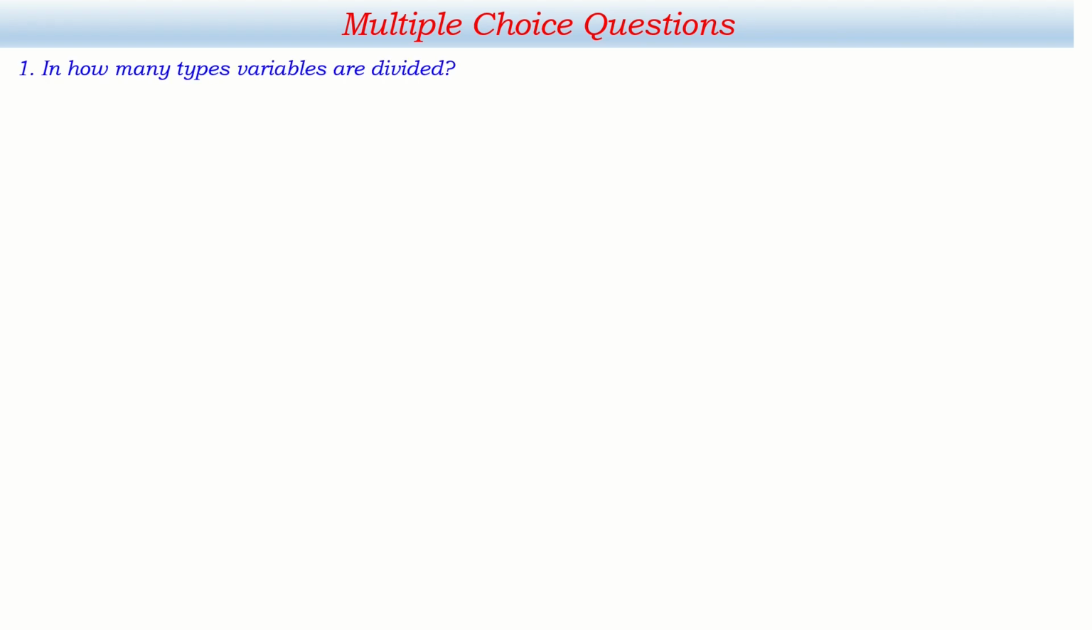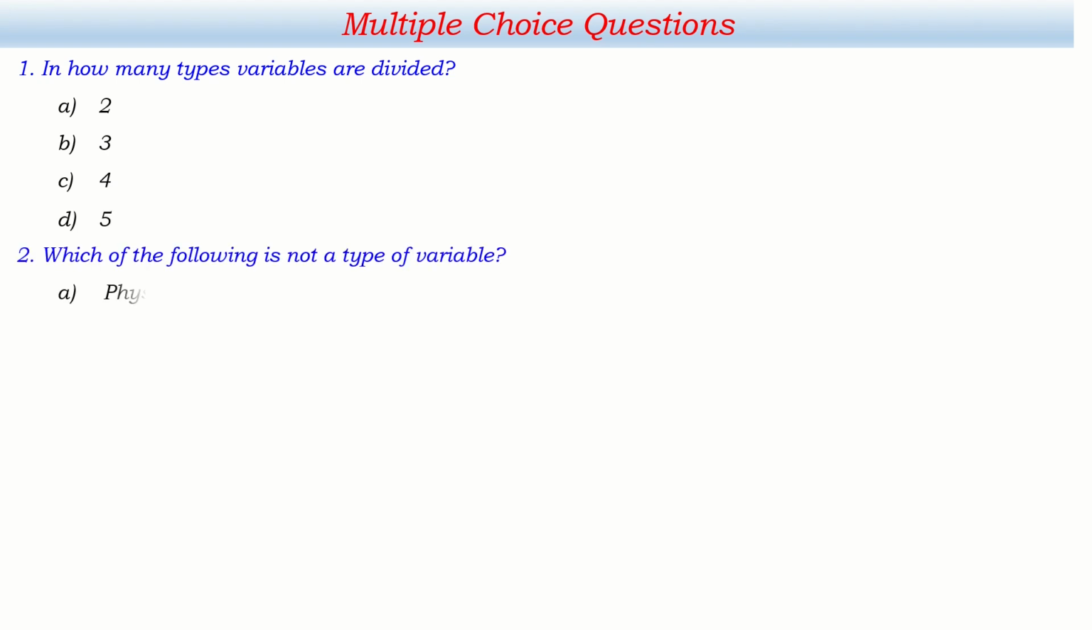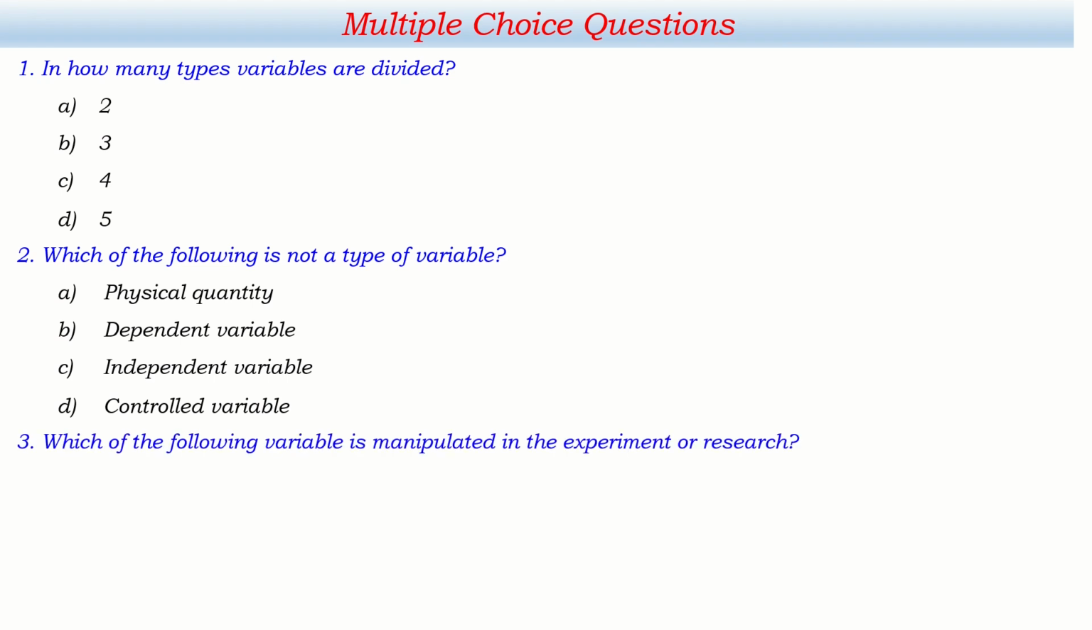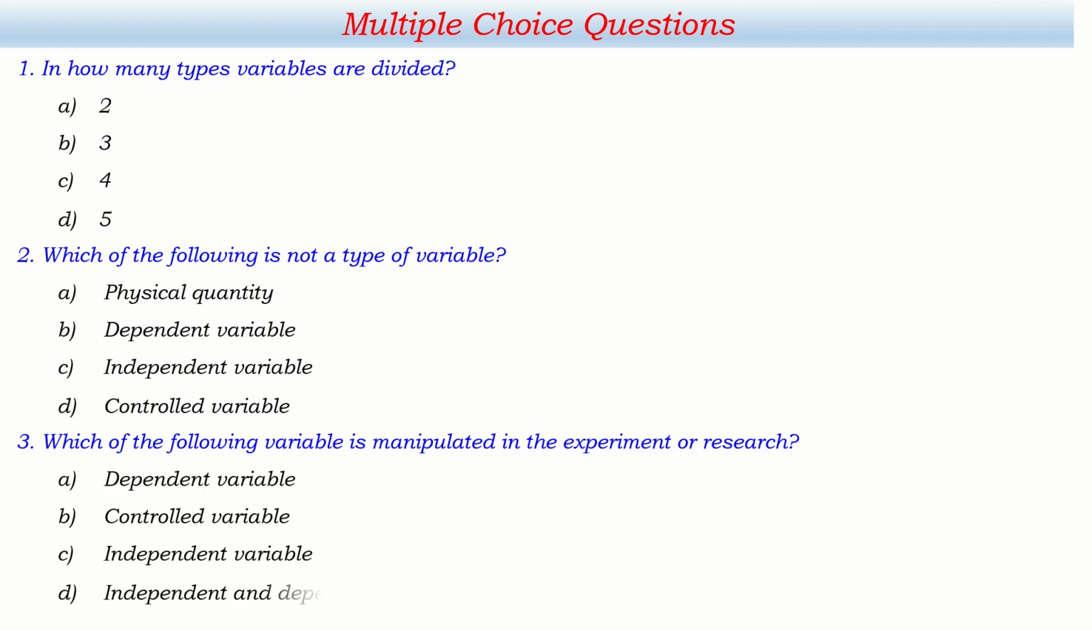Number 1, in how many types are variables divided? 2, 3, 4, 5. How many types? Just think about this. Now next, which of the following is not a type of variable? Physical quantity, dependent variable, independent variable, controlled variable. And which one of the following variables is manipulated in the experiment or research? Dependent, independent, controlled, and both the independent and dependent variable. Looking at all this, now you have to decide.